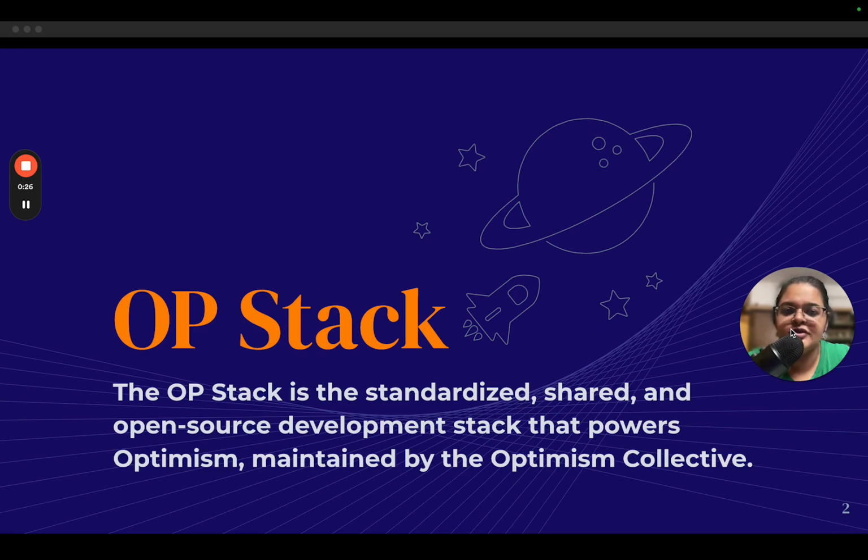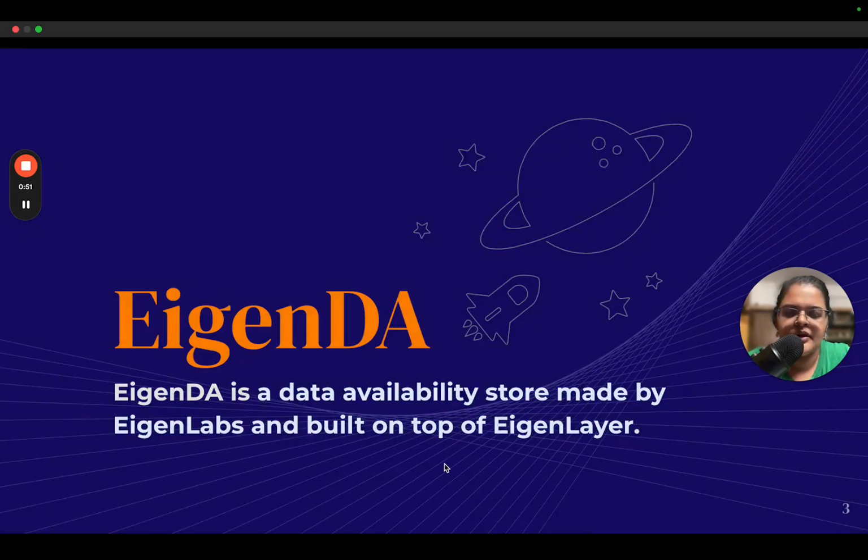And therefore, just to give you a quick context of what is OP stack, it is the standardized, shared and open source development stack that powers Optimism. So Optimism uses OP stack, which is maintained by the Optimism collective. OP stack is open source, so anyone can fork it and build their own rollup with some add-on changes as they would like, which is exactly what this simple solution that we are going to be discussing does. And of course, we are going to be using EigenDA.